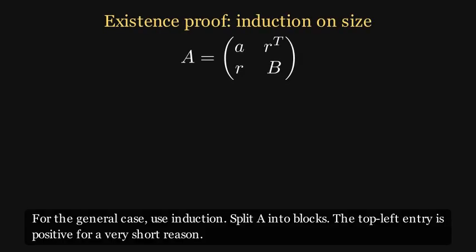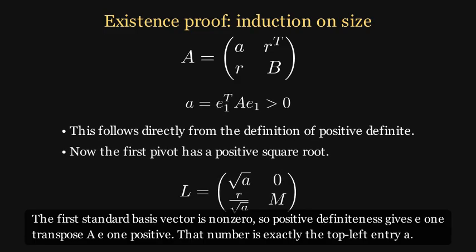For the general case, use induction. Split A into blocks. The top left entry is positive for a very short reason. The first standard basis vector is non-zero. So positive definiteness gives E1 transpose A E1 positive. That number is exactly the top left entry A.